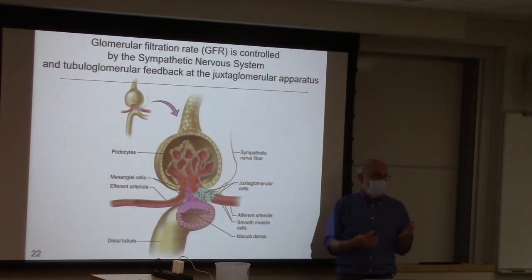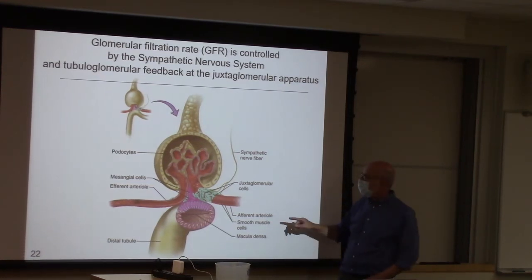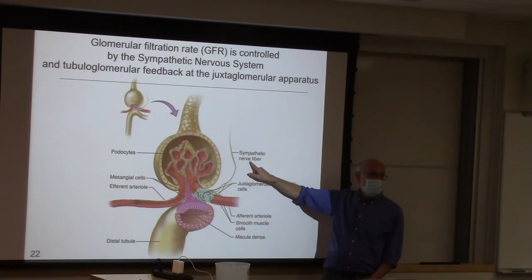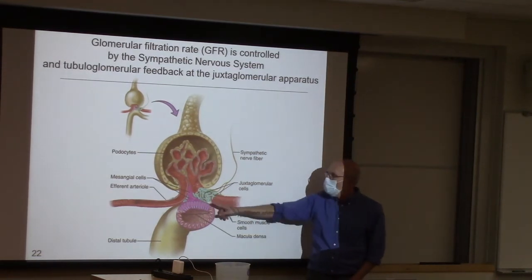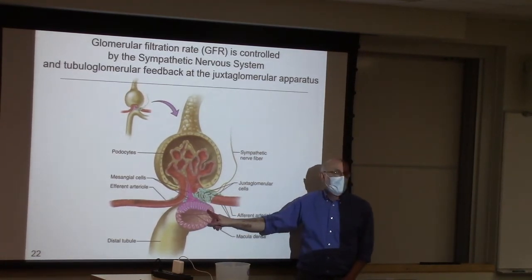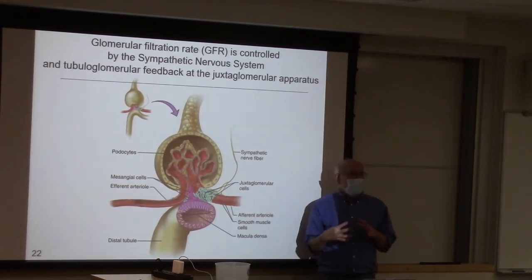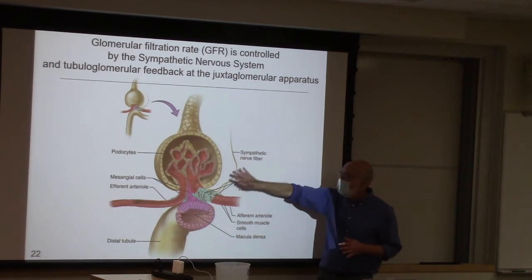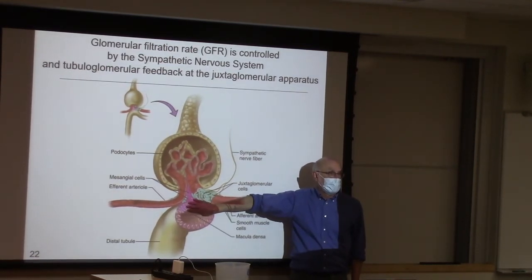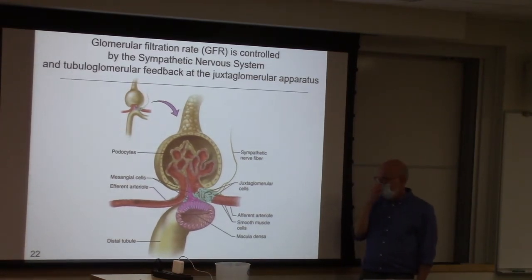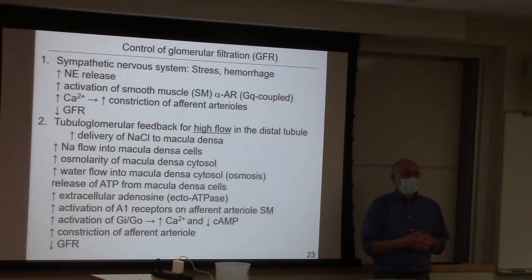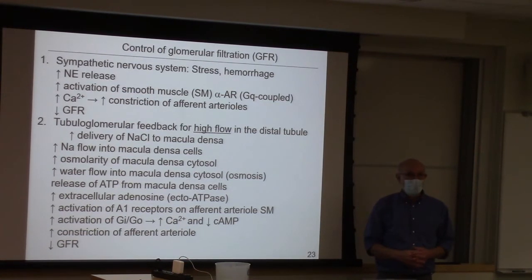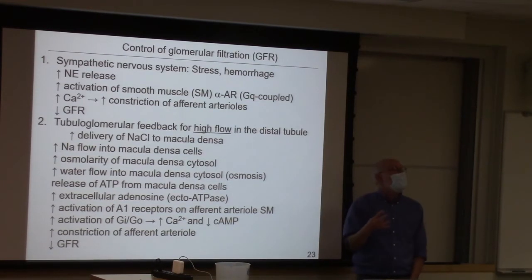Now we're going to get into the mechanisms of that, and I'm going to simplify it. So we're going to talk about the sympathetic nervous system, and we're going to talk about the autoregulation by the juxtaglomerular cells and the macula densa. Those are the way we control it. We control it by the sympathetic nervous system and by the juxtaglomerular apparatus. The mechanisms are complicated, and in the past I have asked students to learn these mechanisms, and I'm going to simplify it for you, okay? So some of this is simple. Some of this you already understand.